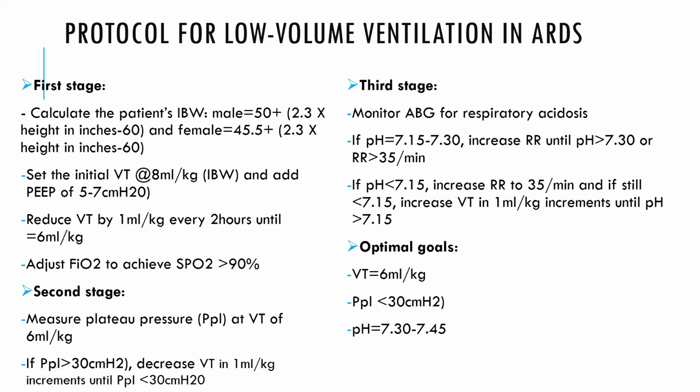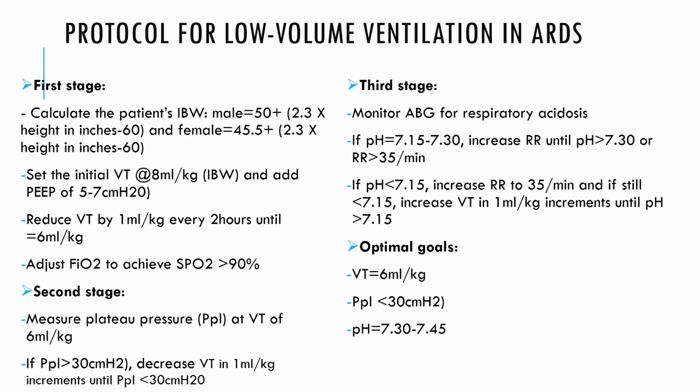You must know this. What is the protocol for low volume ventilation in ARDS? So the first thing is you want to calculate the patient's ideal body weight. And you set your tidal volume at 8 ml per kg ideal body weight, and you gradually come down.